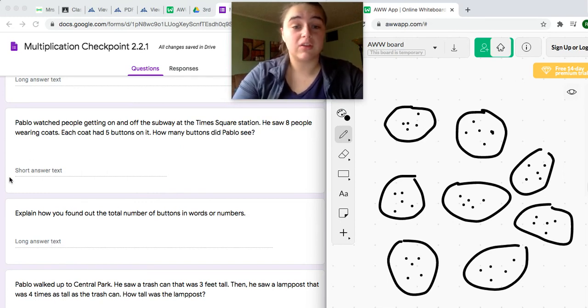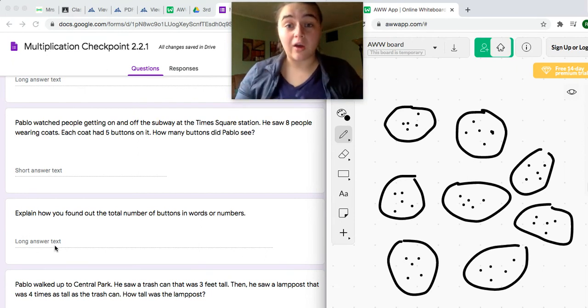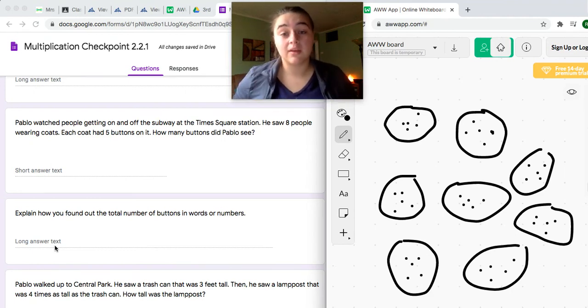So here you're just writing the number of buttons. You'd write the number, your answer, and then buttons, because that's our unit. And then down here, you can write how you got to that answer using words or numbers. If you drew a picture like me, you can explain what kind of picture you drew as well.